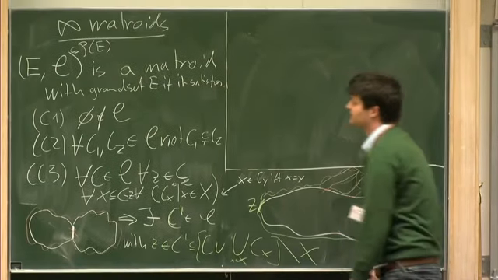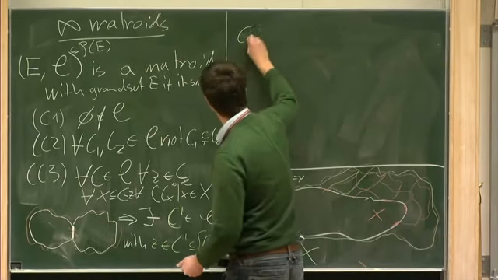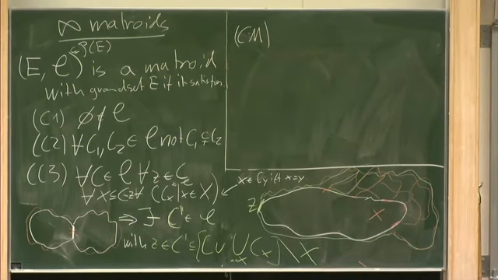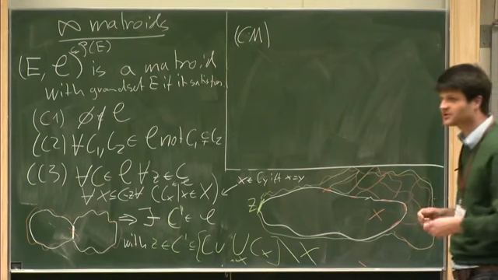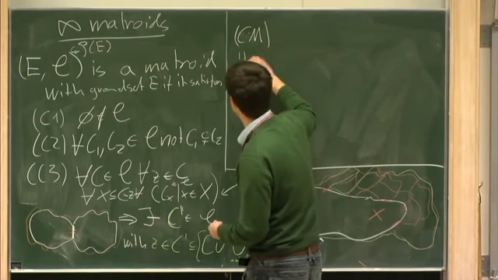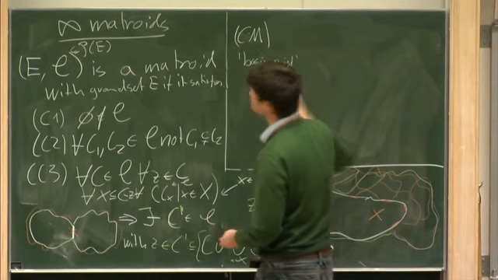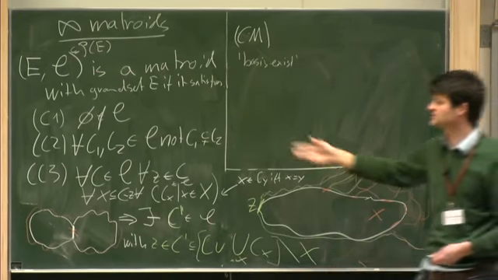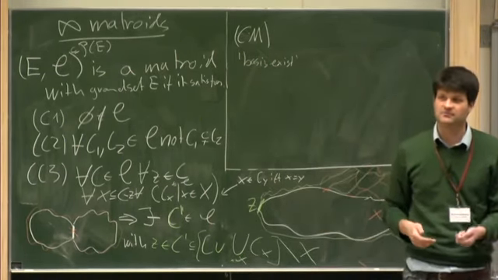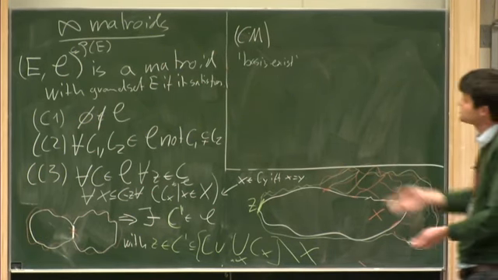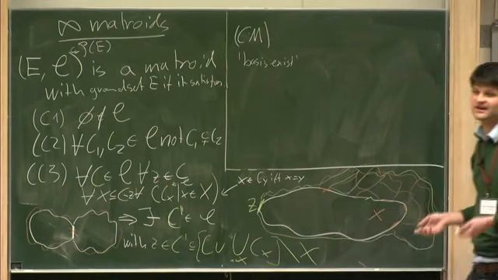So then we have one last axiom, which is again a little technical, but roughly what it says is just that bases exist. So bases are just maximal sets that do not contain a cycle. And if the matroid is finite, then obviously such a set exists. But if the matroid is infinite, then we really have to make it an axiom that they exist.